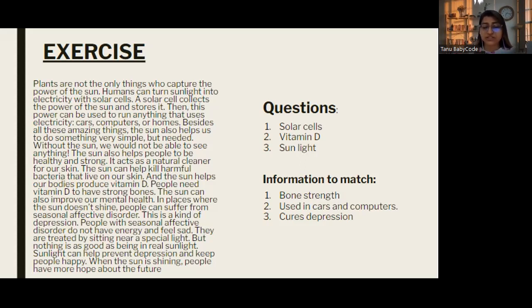Second is vitamin D. So look for vitamin D. Do not predict your answer, always rely on the text. The sun helps our body produce vitamin D. People need vitamin D to have strong bones. It is in the middle of the paragraph. So vitamin D is used for bone strength. Making our bones strong means the strength of the bones, right? So that is the answer for the first one. Third one is sunlight.